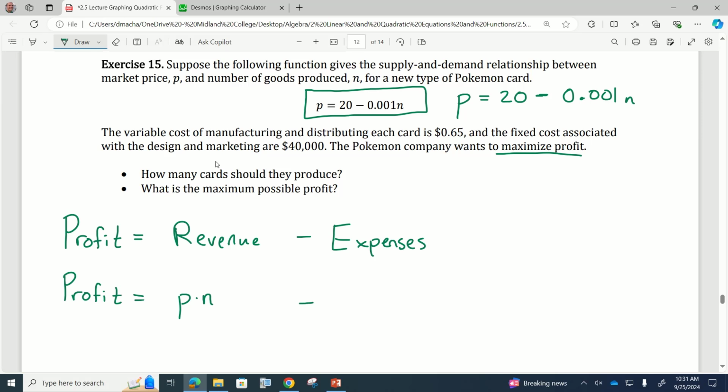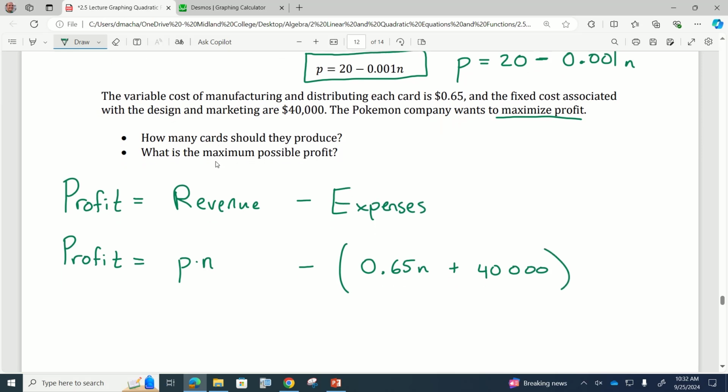Minus the expenses, well, there's actually a lot of expenses. First of all, each one of the cards costs 65 cents to produce. So 65 cents times the number of cards, that's a cost associated with producing the cards. And then we also have the expense of design and marketing, so we also have to add in an extra $40,000 of expenses. And that gives me the total picture of my company, right?